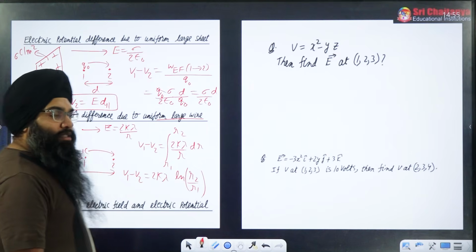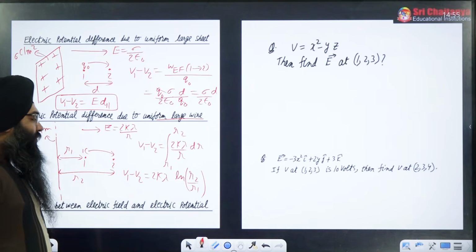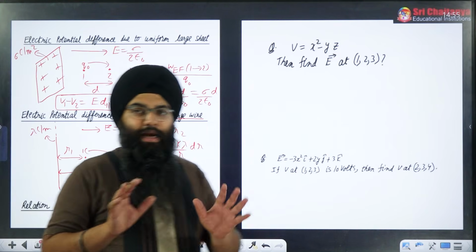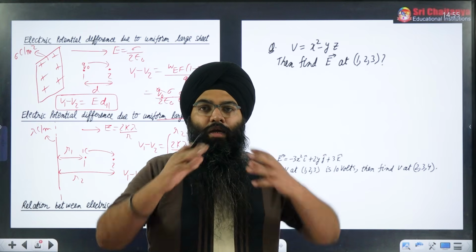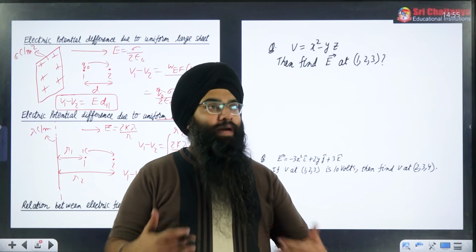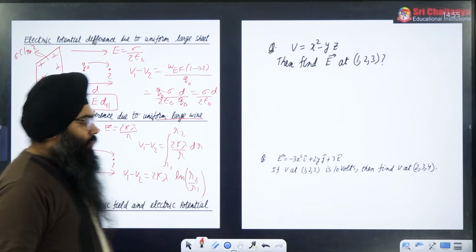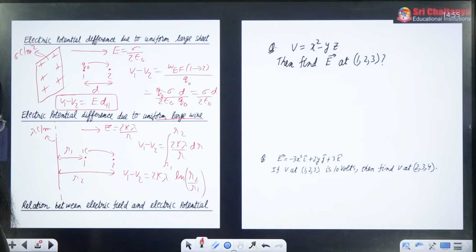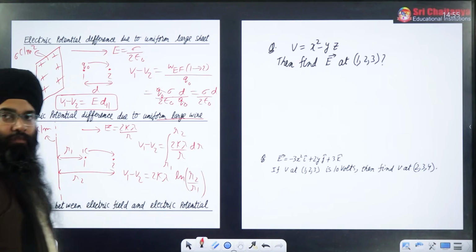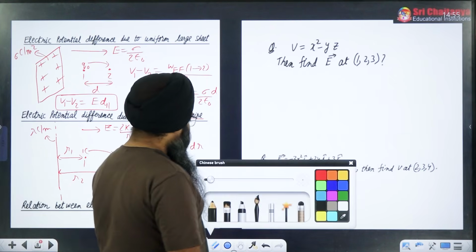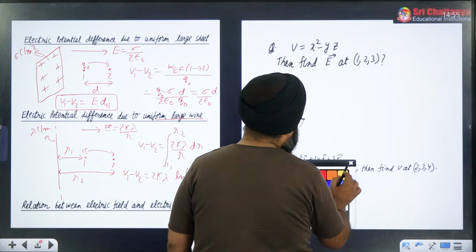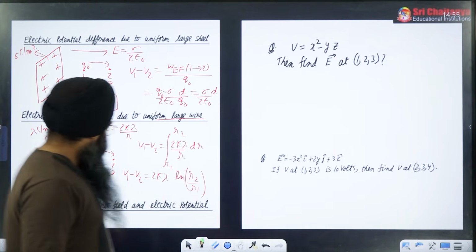The next concept is relation between electric field and electric potential. See, I am trying to cover everything quickly so that you are able to practice more and more number of questions. So the next concept is relation between electric field and electric potential. What is the relation between electric field and electric potential? I already told you all the things. Please understand. Let me take the next page.